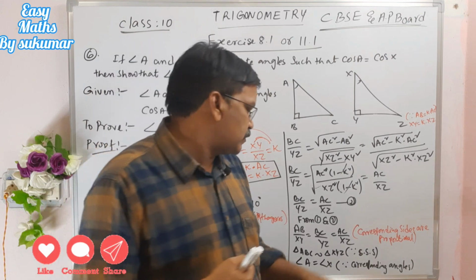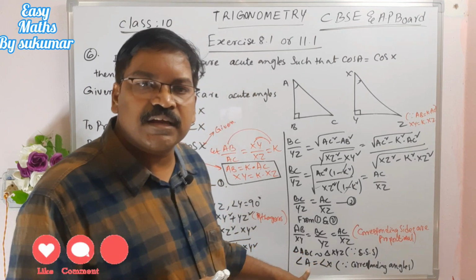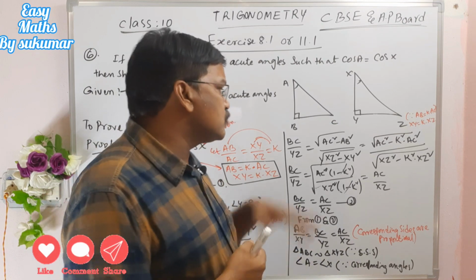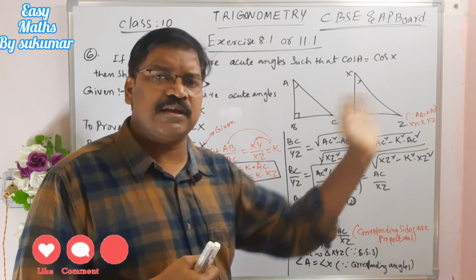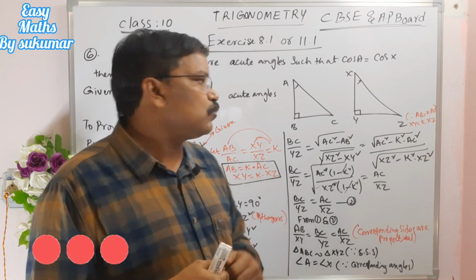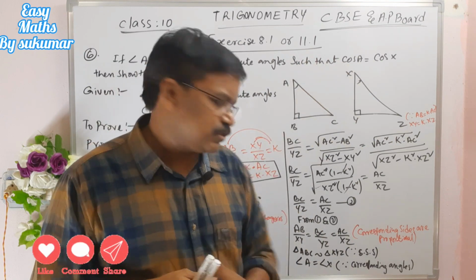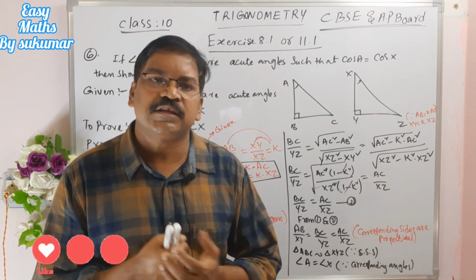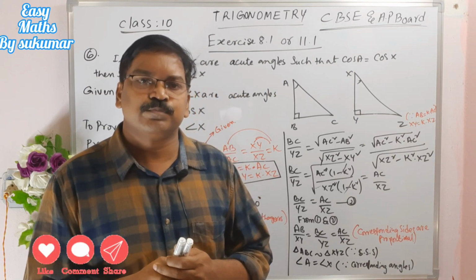If two triangles are similar, the corresponding angles are equal. That means angle A is equal to angle X. Of course, angle B and angle Y are equal. Angle C and angle Z are also equal. But we need only this angle A is equal to angle X. So we proved that angle A and angle X are equal. Both acute angles are equal. Hence it is proved.